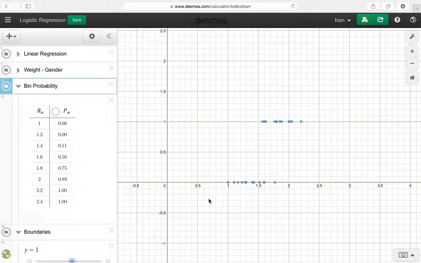bin, and then separating these values based on the gender, and then calculating the probabilities of being a male or a female for each bin.